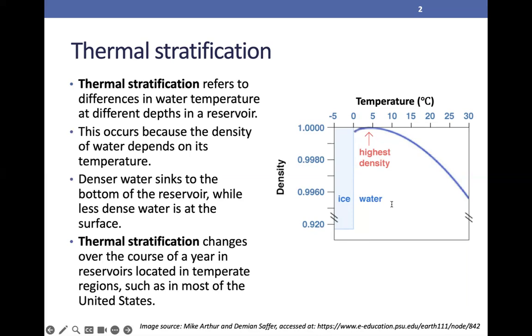Denser water sinks to the bottom of the reservoir, while less dense water is at the surface. This leads to thermal stratification, which changes over the course of a year in reservoirs located in temperate regions, such as in most of the United States. I will now give an overview of how thermal stratification changes over the course of a year in a temperate reservoir.